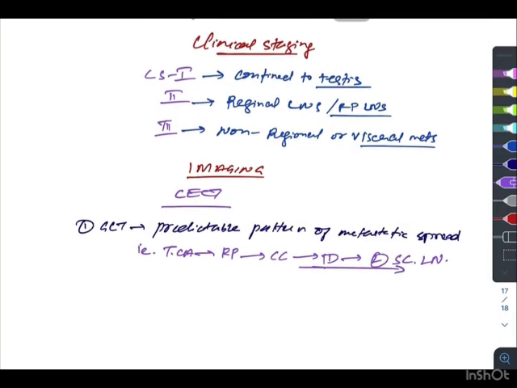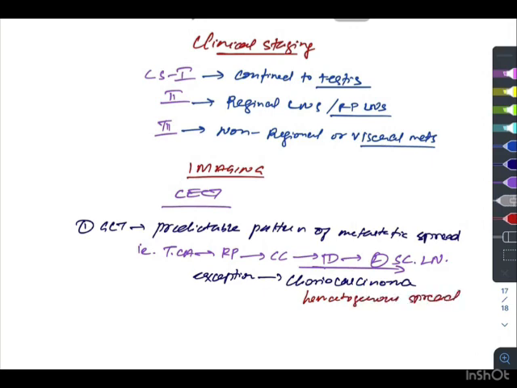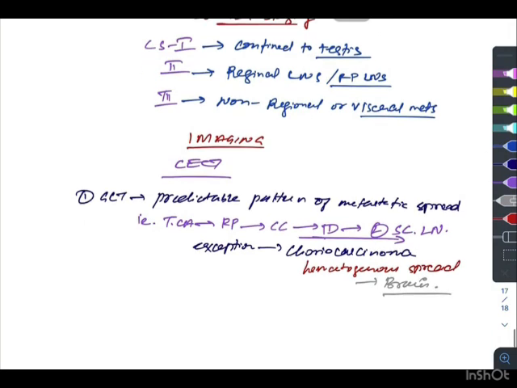The exception to this is choriocarcinoma. Choriocarcinoma mostly spreads by hematogenous spread, mostly to the brain. Another point to note is that if there is brain metastasis, we should always keep in mind the suspicion of choriocarcinoma.